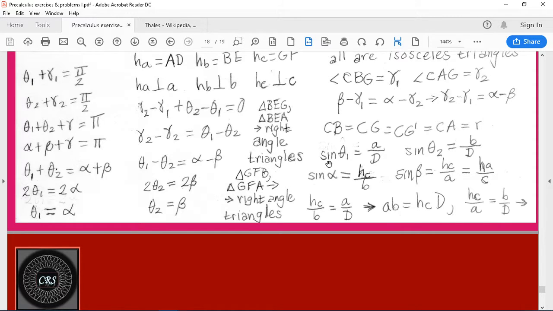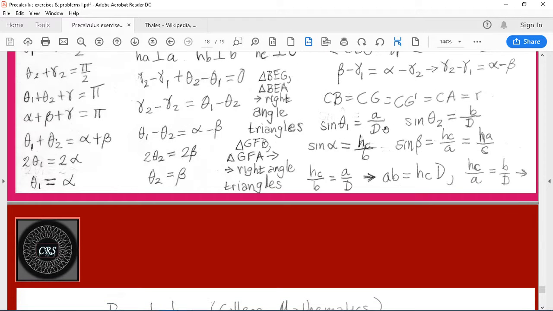So we have that sine of theta 1 equals a over d. That means a over the diameter of the circle. And we have that sine of alpha equals hc over b. And then we have that hc over b equals a over d. And then we have that ab equals hc times d. That means that the product of sides ab equals the height traced to the third side, which is c, times the diameter of the circle.